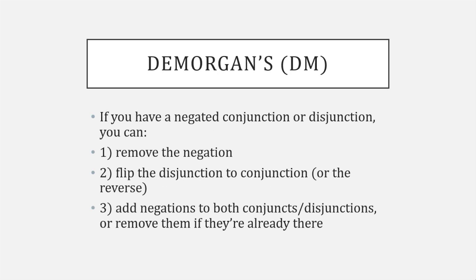Here's a kind of procedure for doing De Morgan. This is something you can do to disjunctions, conjunctions. So if you have a disjunction that's negated, or a conjunction that's negated, here's what you can do. You knock off the negation, you flip the disjunction to a conjunction, or a conjunction to a disjunction, and then you negate both of the parts.